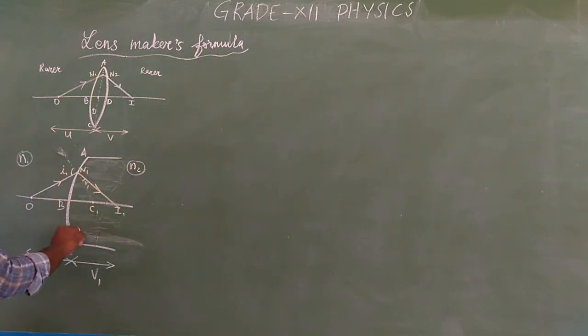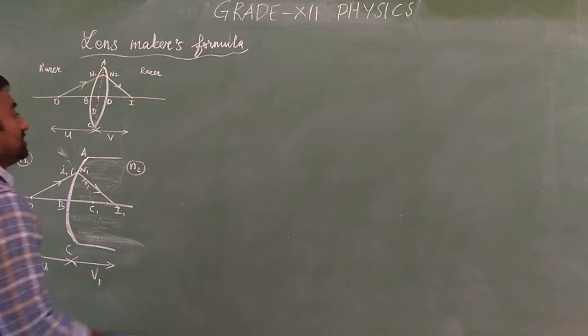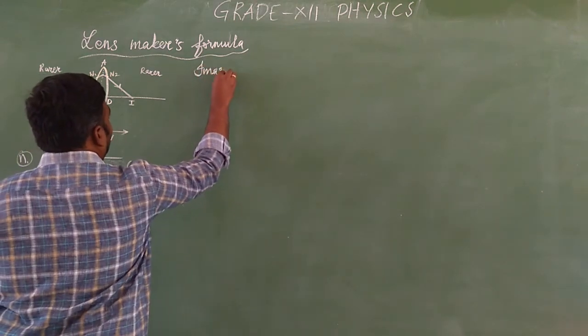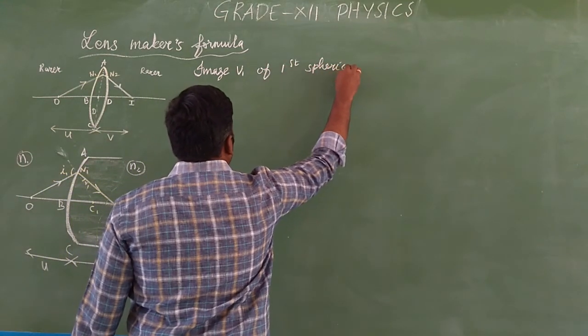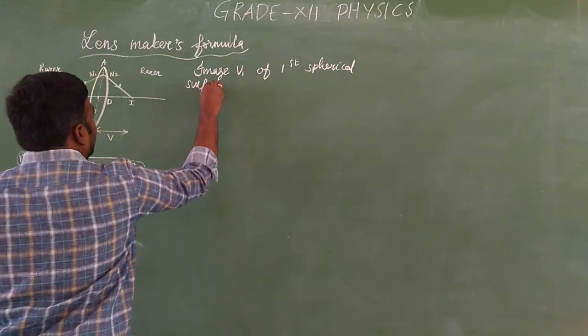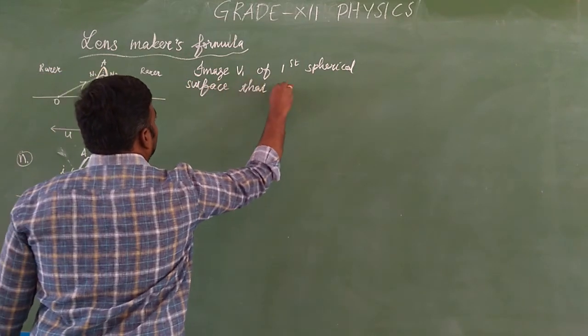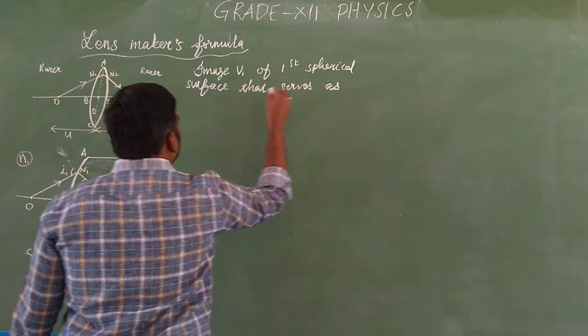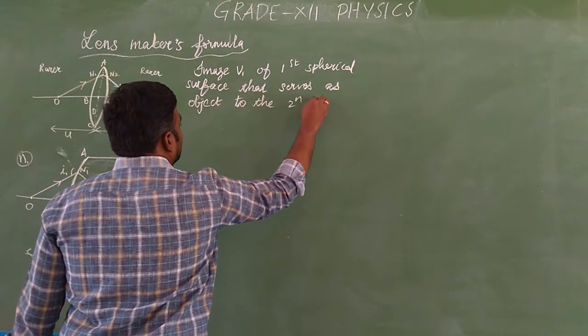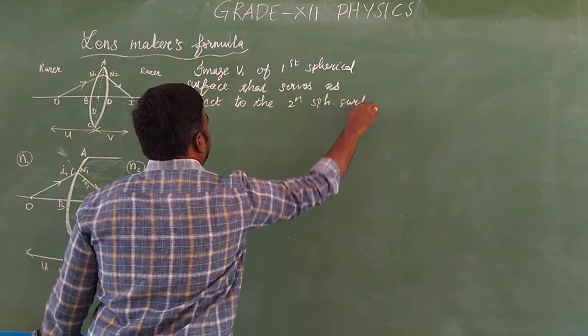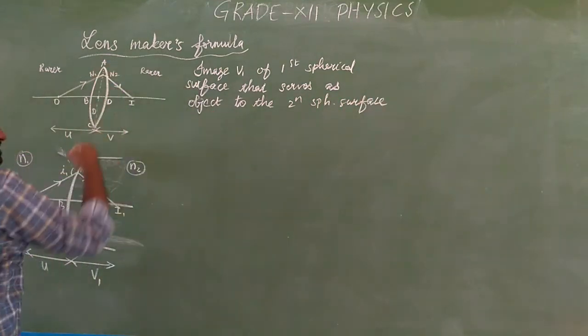What is the first spherical surface? ABC. Here the image formed by the first spherical surface, image V1, acts as an object to the second spherical surface.